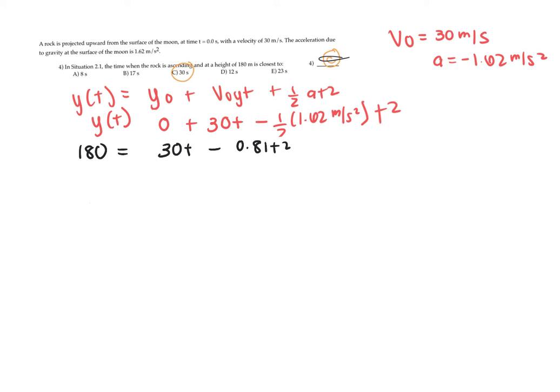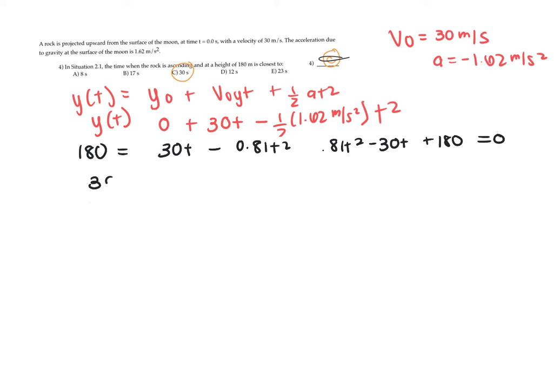so that equals 30t minus 0.81 t squared. Now we're going to go ahead and simplify this. So make it positive, 0.81 t squared minus 30t plus 180 equals 0. And this is basically the quadratic formula. And we plug in the numbers.